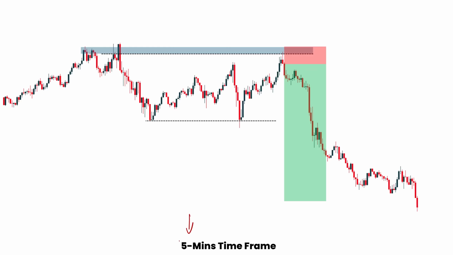You can also use the 15 minutes, but most of the time I would like to start at the 5 minutes and then go higher to the 15 minutes, or even lower to the 1 minute, or even the 3 minutes. It all depends on the analysis.